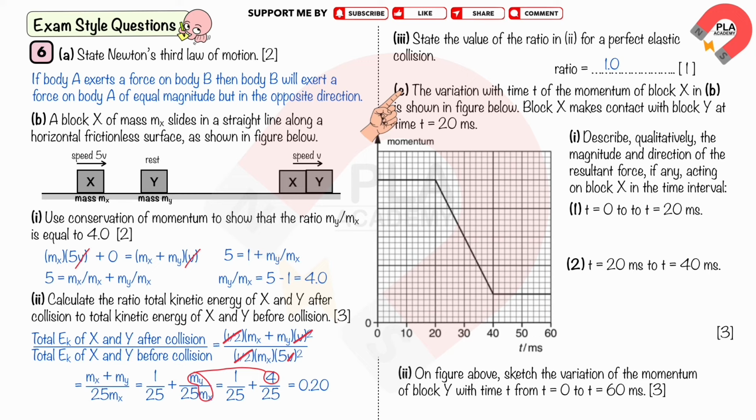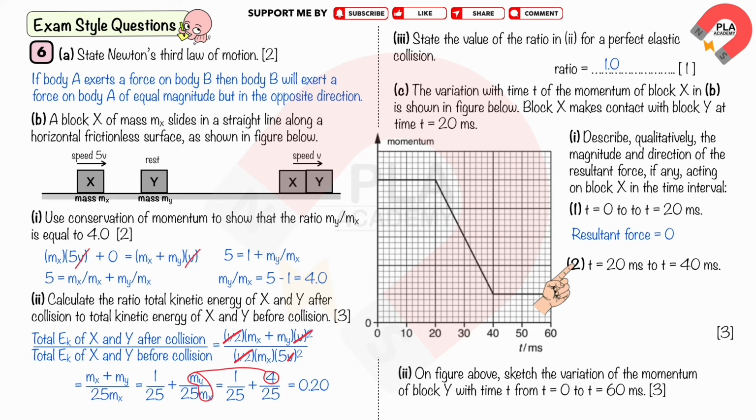Block x makes contact with block y at time t equals 20 milliseconds. 1. Describe, qualitatively, the magnitude and direction of the resultant force, if any, acting on block x in the time interval t equals 0 to 20 milliseconds. The resultant force equals 0. This is because the speed and momentum is constant.